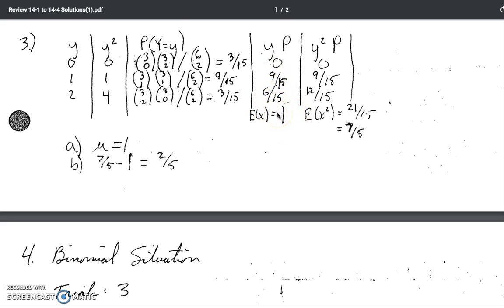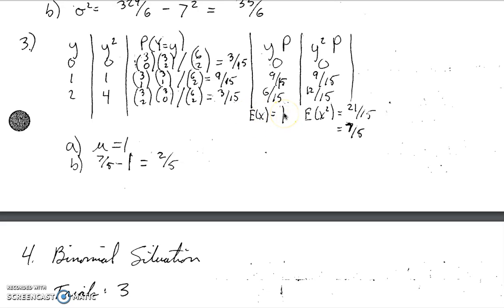Remember what the expected value means. Over a number of iterations of this experiment, we would expect on average there to be exactly 1 woman out of the 2 committee members, which makes sense if you have an identical number of males and females.